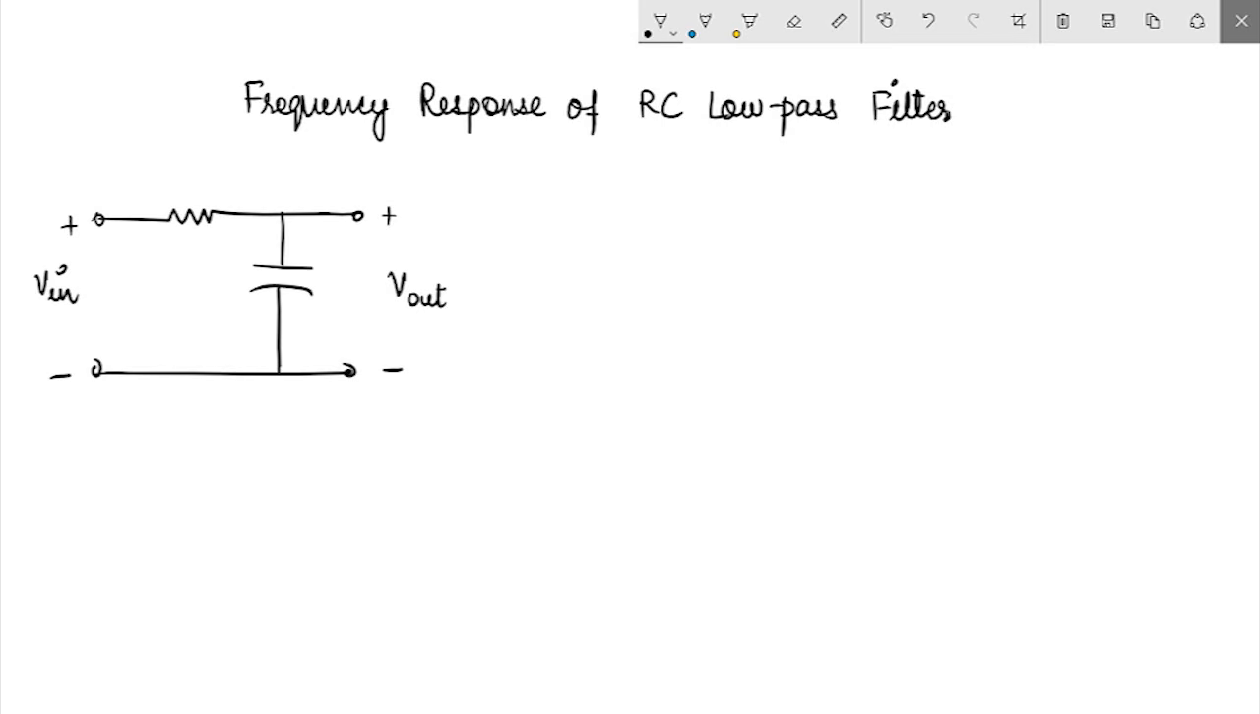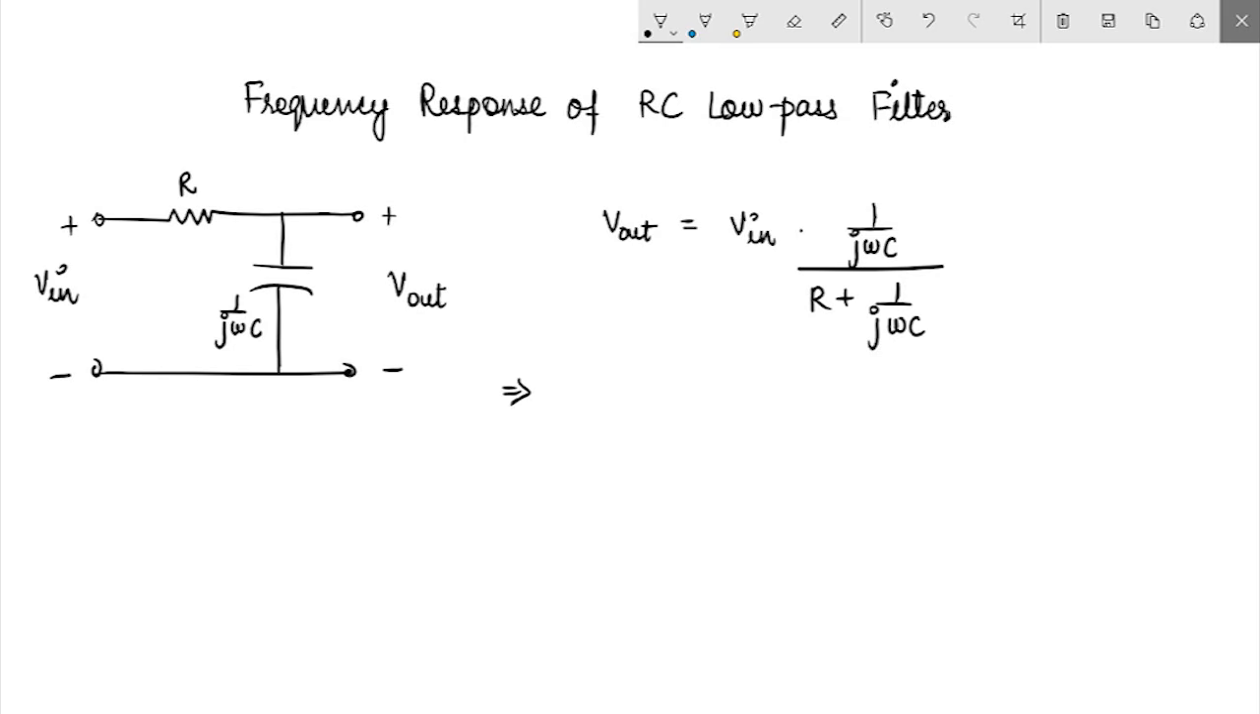So the impedance offered by the resistance is R, and the impedance or the reactance, the opposition to flow of current offered by this capacitor is 1 upon j omega C. By simple voltage divider relationship, we can say that V out is equal to V in times 1 upon j omega C upon R plus 1 upon j omega C.